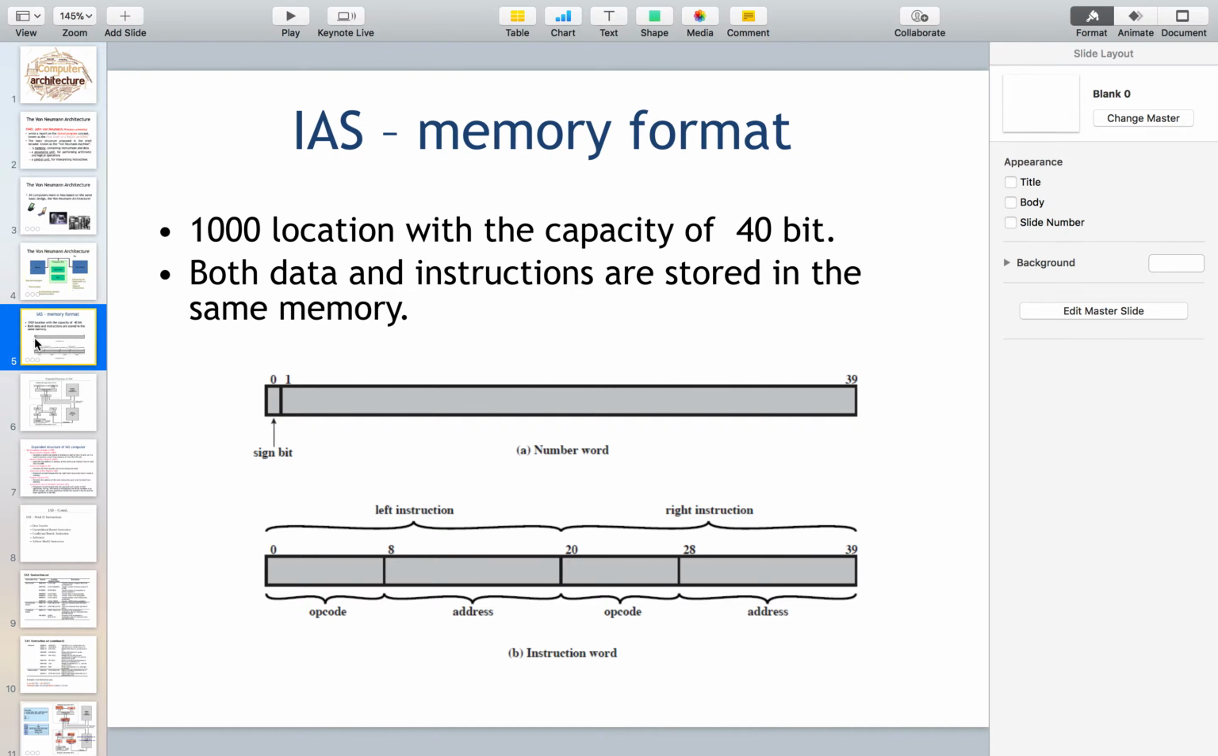Second, if I'm giving the memory format as an instruction, it has a total of 40 bits as I've told before, and it has been divided into two parts: left instruction and right instruction, each of 20 bits. The left instruction has 8 bits for the opcode and 12 bits for the address. I repeat, 8 bits as the opcode and 12 bits for the address. This bifurcation is similarly there in the right instruction as well.